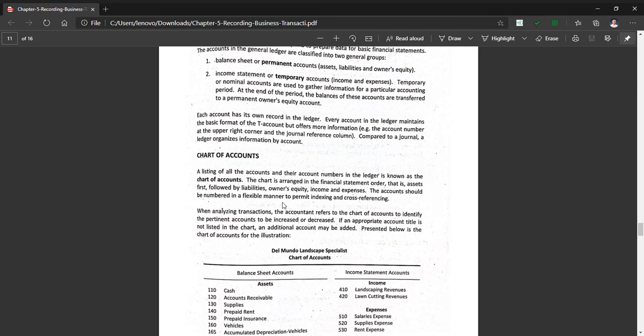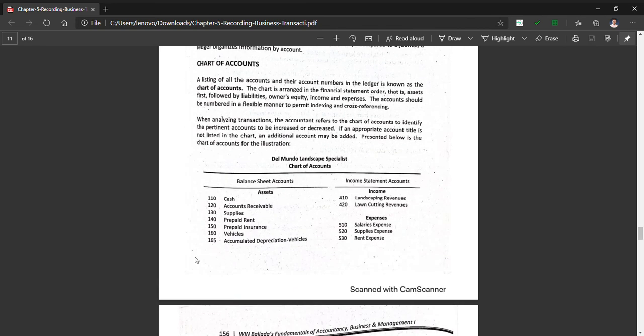Next is the chart of account. Chart of account is just a listing of all the accounts and their account numbers. Okay, so nakalagay lang dito yung mga accounts na ginagamit ng business and yung mga account number nila. Okay? So yung account number, ito yung ginagamit, ito yung ilalagay natin sa posting reference. Right? Tapos ito din yung ilalagay din natin sa ledger.